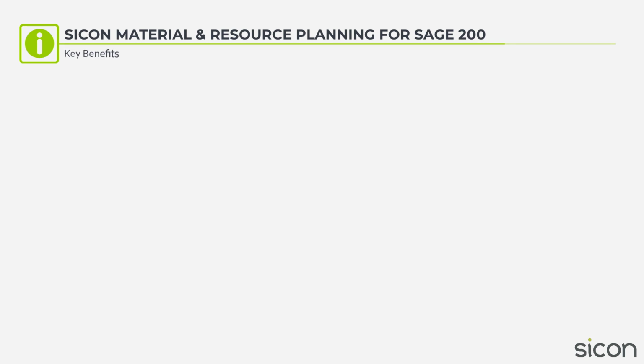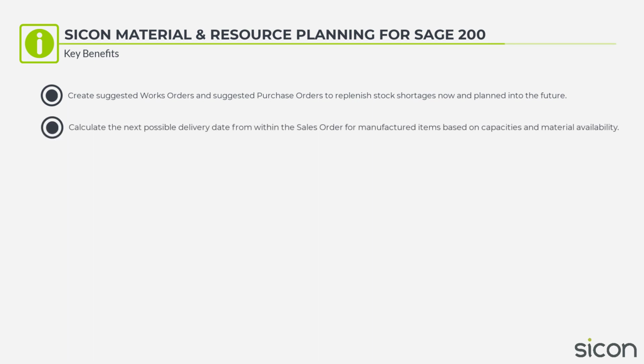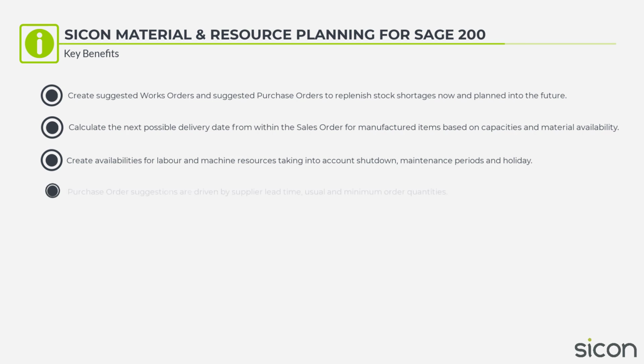Key benefits. Create suggested works orders and suggested purchase orders to replenish stock shortages now and planned into the future. Calculate the next possible delivery date from within the sales order for manufactured items based on capacities and material availability. Create availabilities for labour and machine resources taking into account shutdown, maintenance periods and holiday.